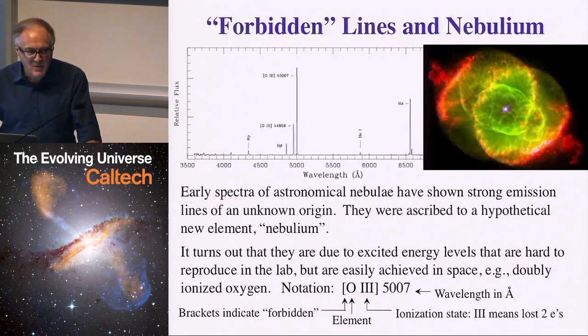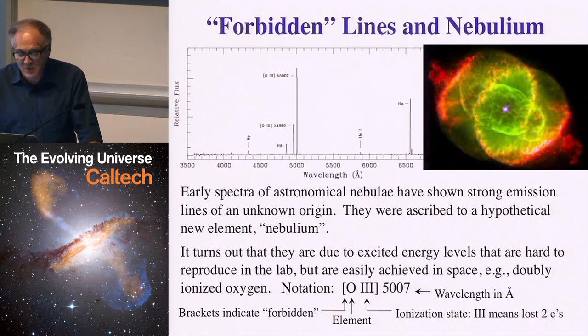When the first spectra of these nebulae were obtained sometime in the early 20th century, people noticed that there are lines there that just did not correspond to anything in the lab, which was unusual, right? Everything else they could kind of sort out. And so the hypothesis was that this is some previously unobserved chemical element. The periodic table wasn't quite full back then. It was called nebulium. It turned out there wasn't. It was just oxygen.